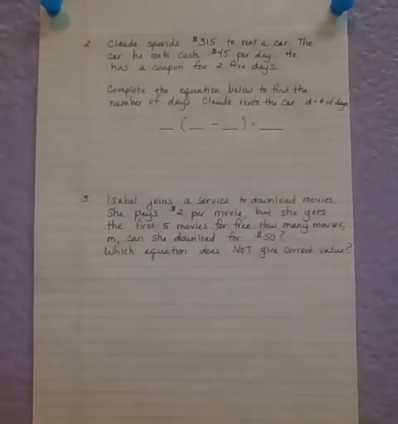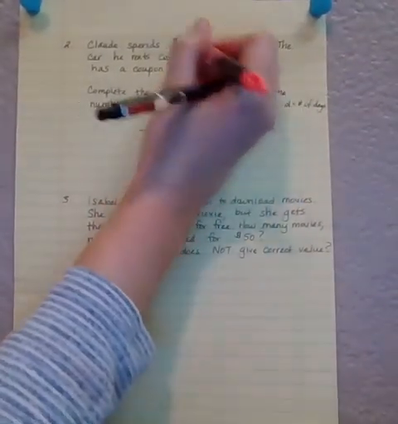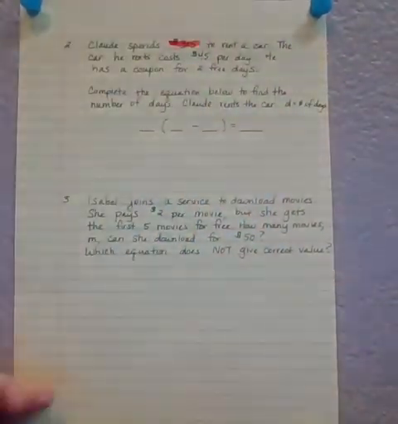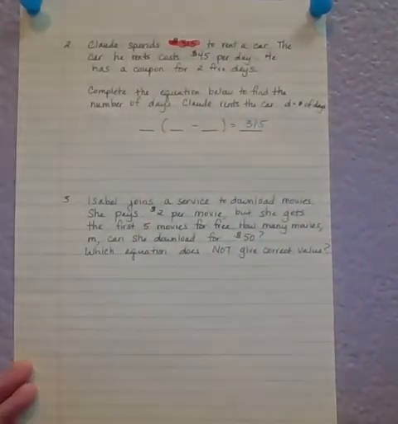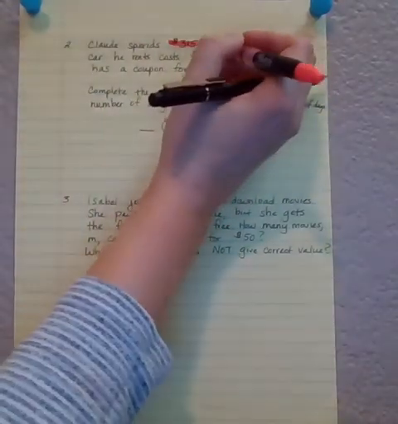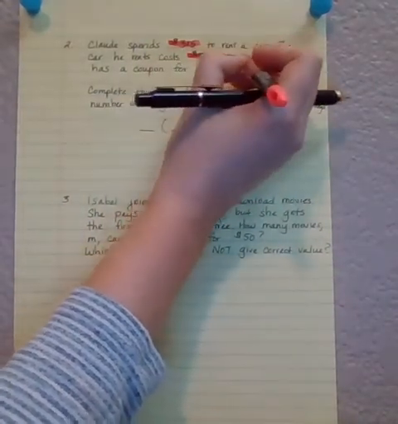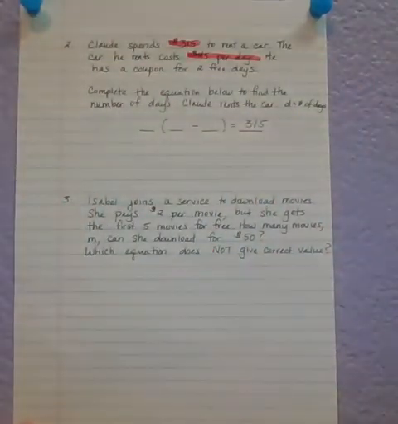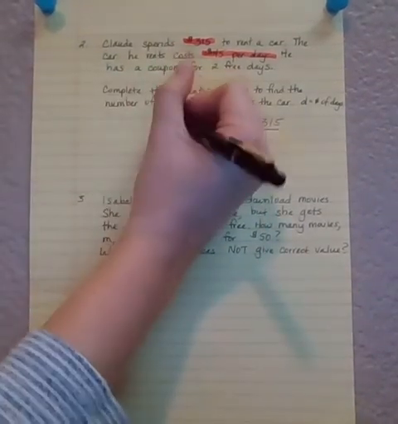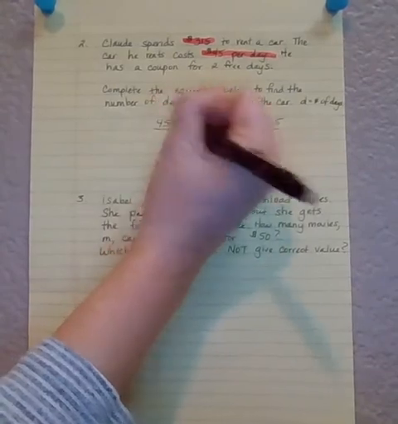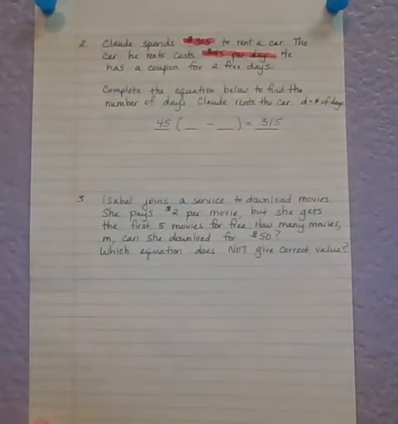I know 315 represents my total. That goes on the right. The car he wants to rent costs $45 per day. Normally, we stick that in front of the variable. Here, it's in front of whatever we need to distribute.